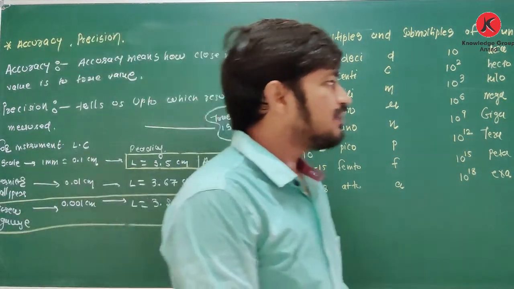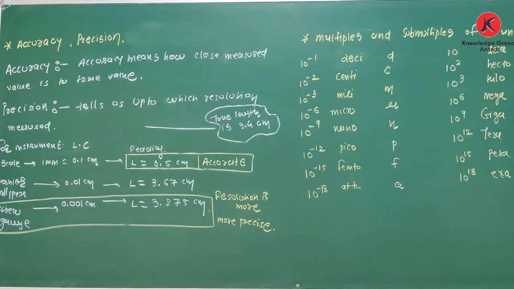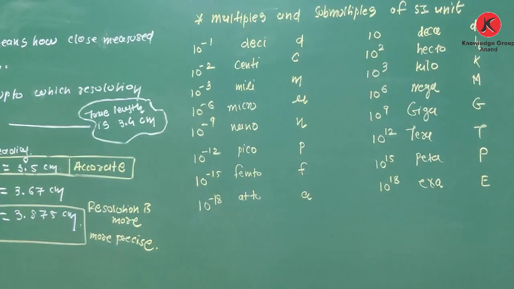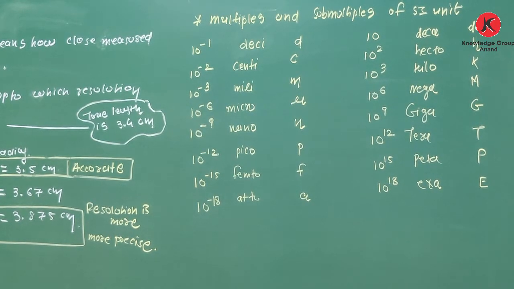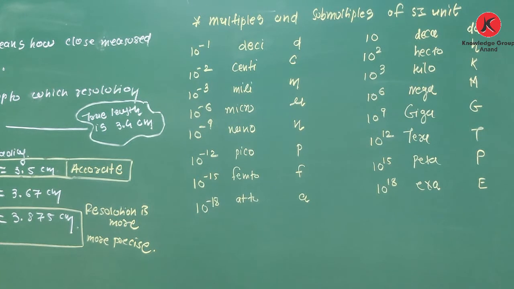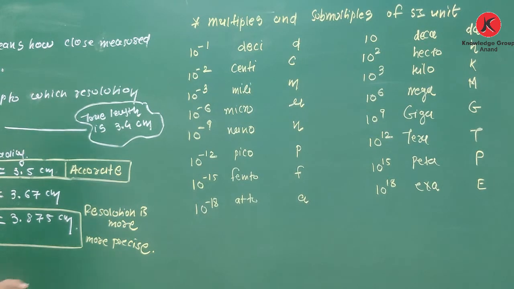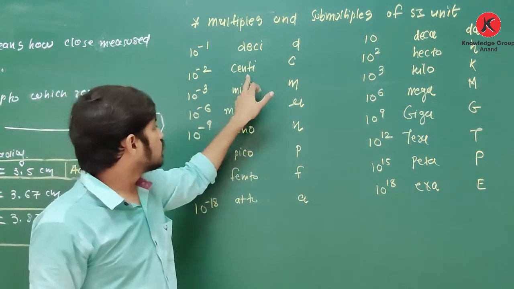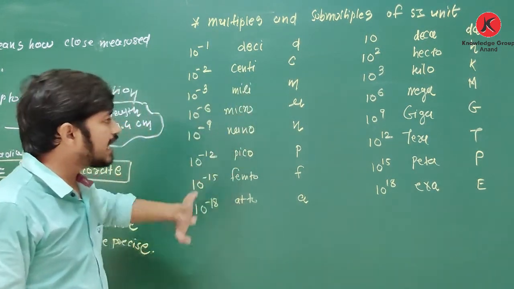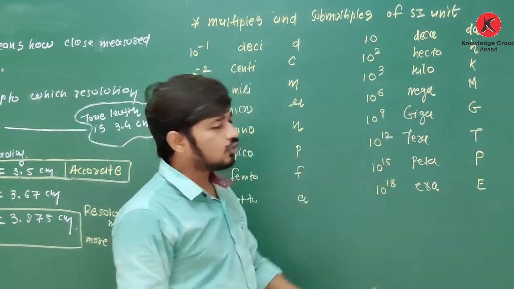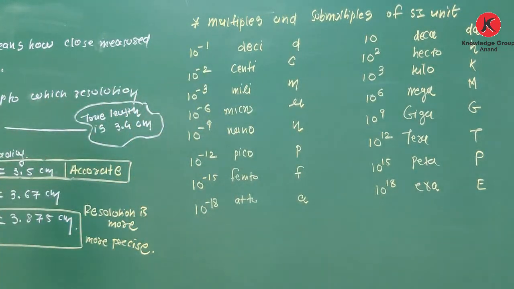Okay, now we will see one extra topic. This extra topic is about multiples and submultiples of SI units. Some multiples and submultiples you know. For example, you know what is centi, what is milli, what is nano, what is kilo. So you have to remember these multiples and submultiples of SI units.